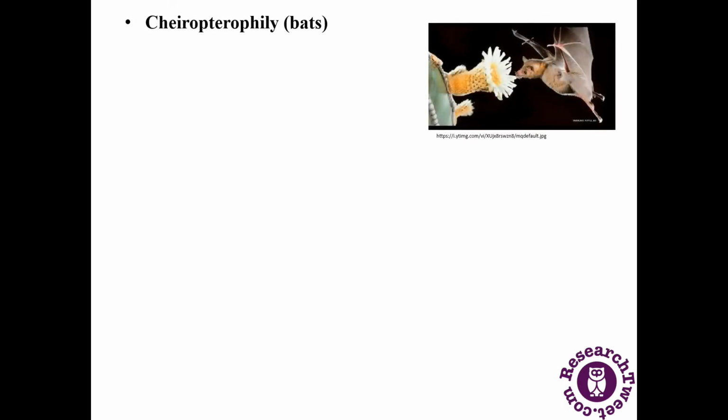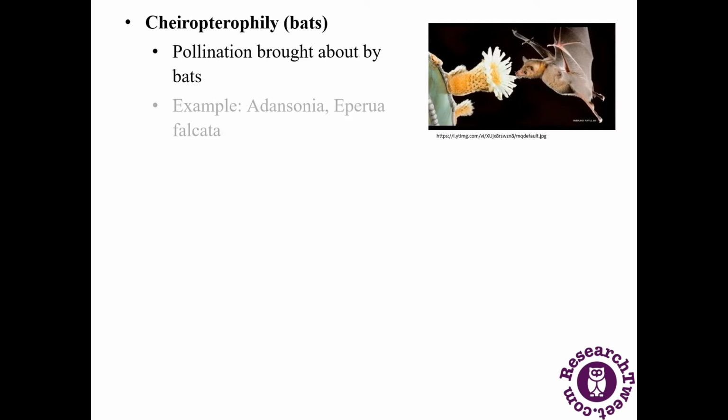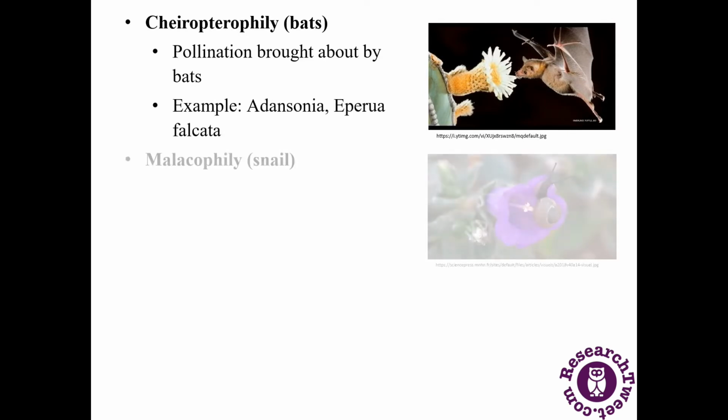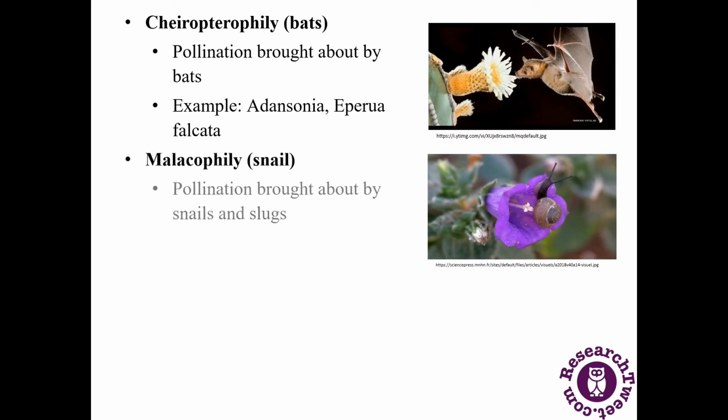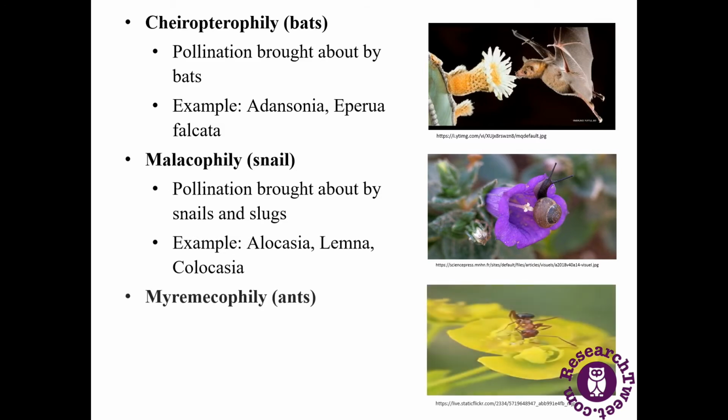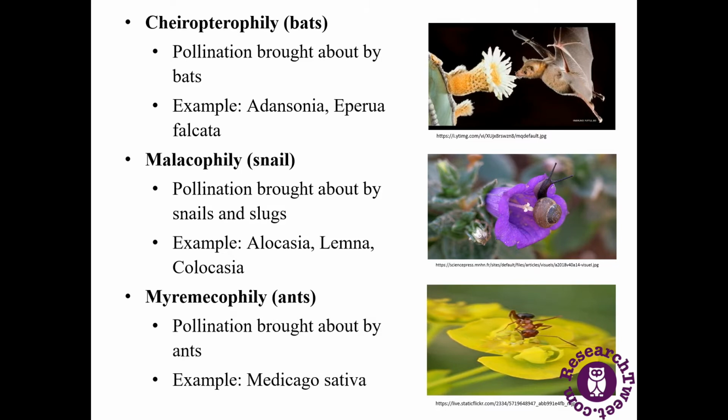Chiropterophily, bats. It refers to the pollination brought about by bats. Example: Adansonia digitata, Parkia. Malacophily, snails. It refers to the pollination brought about by snails and slugs. Example: Alocasia, Lemna, Colocasia. Myrmecophily, ants. It refers to the pollination brought about by ants. Example: Medicago sativa.